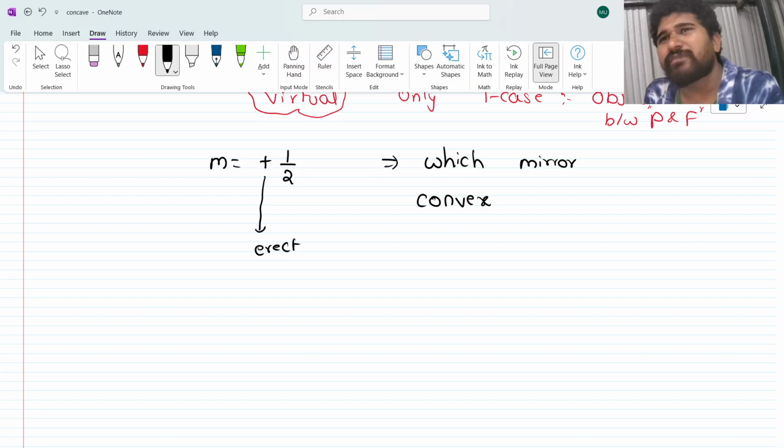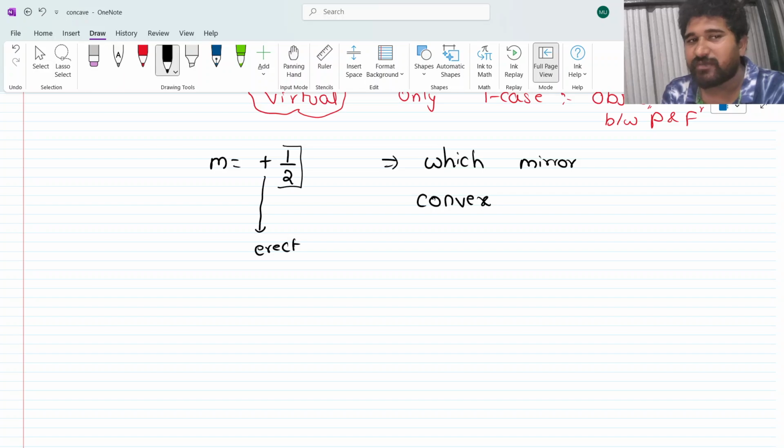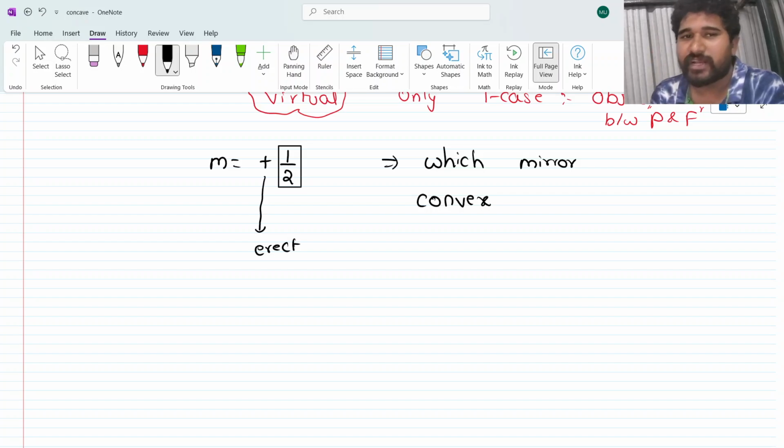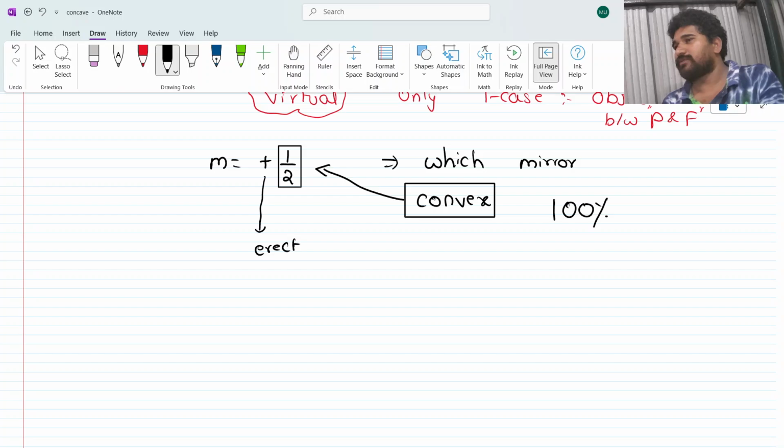Erect images can be obtained in which? Concave also. Yes or no? Erect images can be obtained in concave. But when it is an erect image, M will be more than 1. But in the given question, M is how much? 1 by 2, which is less than 1. So 100% it should belong to a convex mirror.